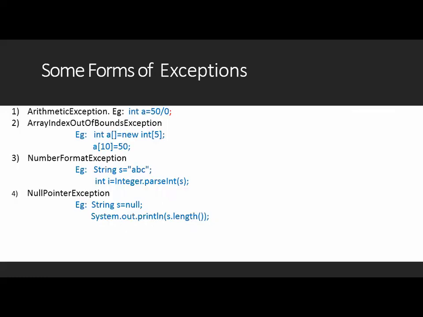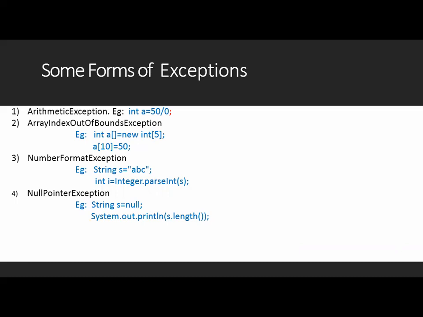These are some forms of exceptions. The first one is ArithmeticException. If we divide any number by 0, an ArithmeticException occurs. Here, the variable a contains 50 divided by 0. This will create an ArithmeticException.